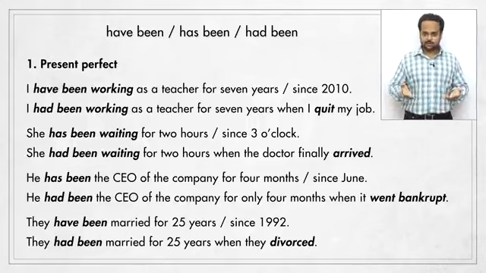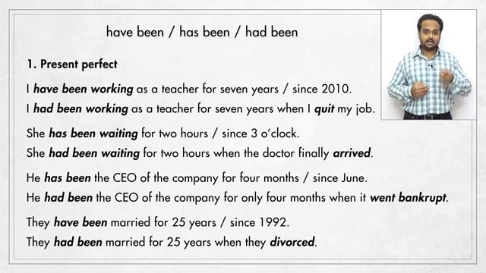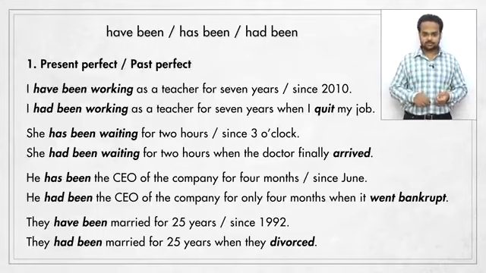So, are they still married? Unfortunately, no. Just like the sentences with have been and has been are in the present perfect tense, the sentences with had been are in the past perfect tense. Now, if you need, stop the video and make sure you understand the difference between have been, has been, and had been, and then play the video again and continue.